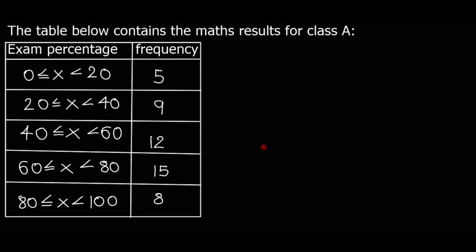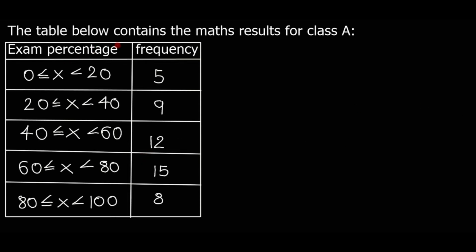And now let's see how to graph a histogram. What is a histogram actually? A histogram is a graph representation of grouped data. The table below contains the math results for class A.